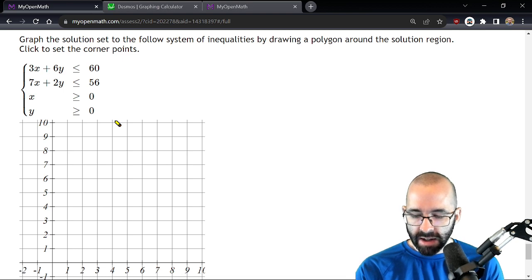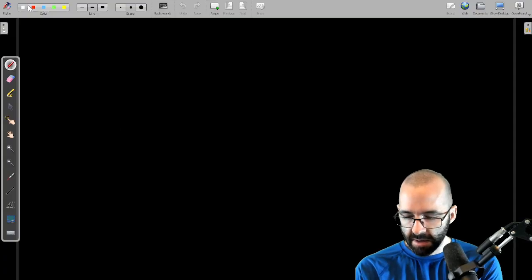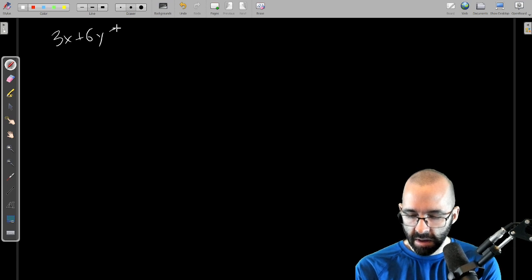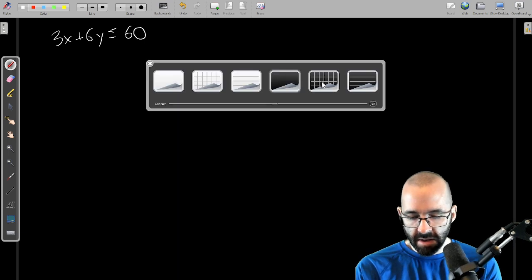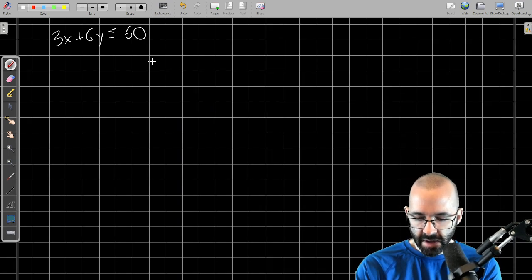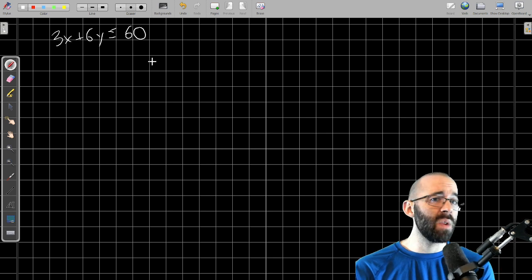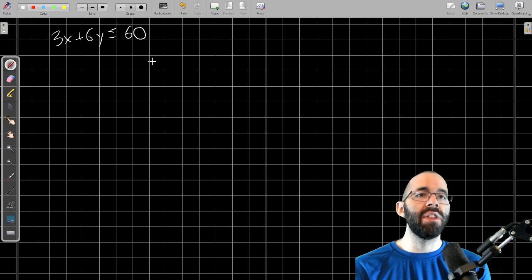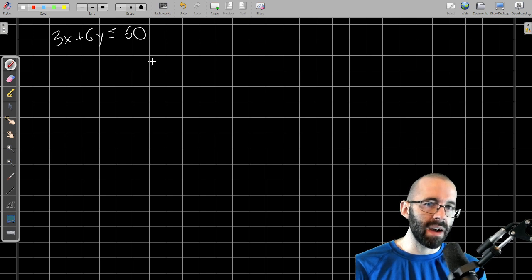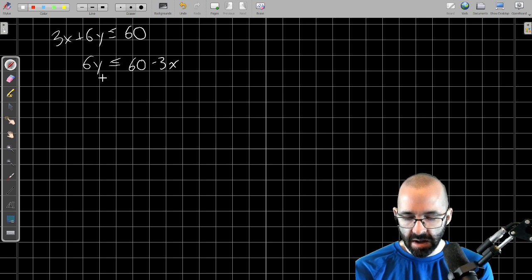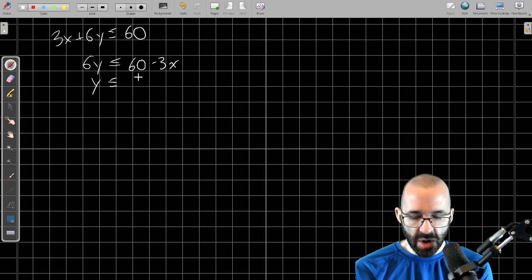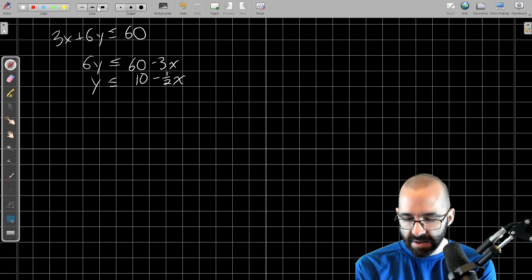So 3x plus 6y less than or equal to 60. Okay, we're going to solve for y so we can graph this. And we'll graph it like this. So these ones especially, it's way better if you just graph it yourself and then worry about getting it on MyOpenMath. That's my opinion. So we're going to have 6y is less than or equal to 60 minus 3x. If we divide everything by 6, y is now 10 minus, 3 over 6 is 1/2 x. And we can graph this.